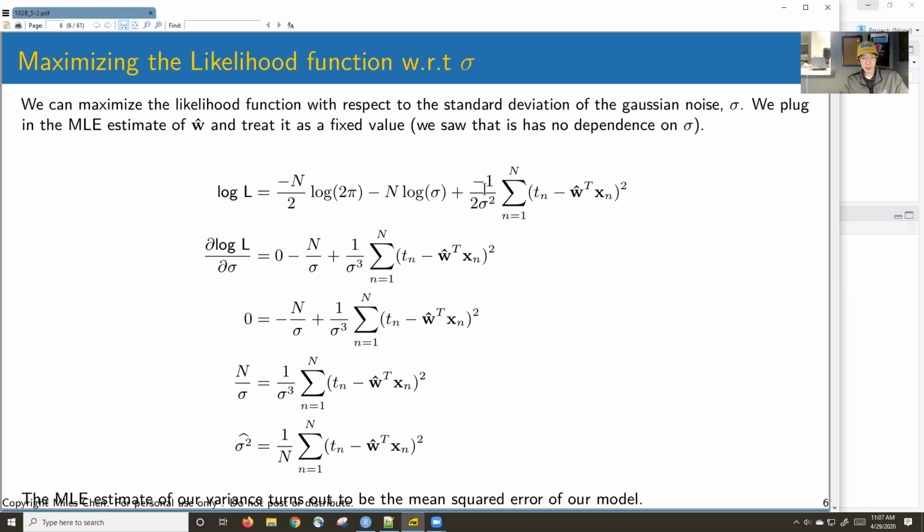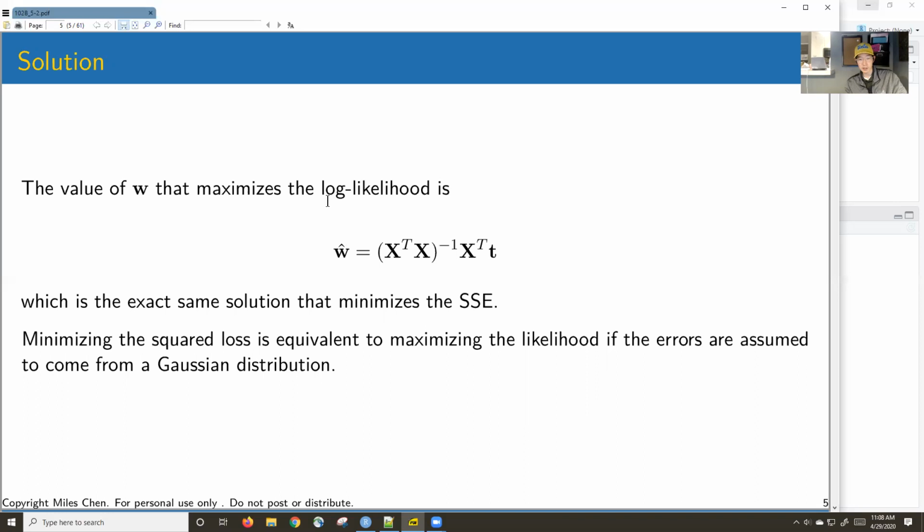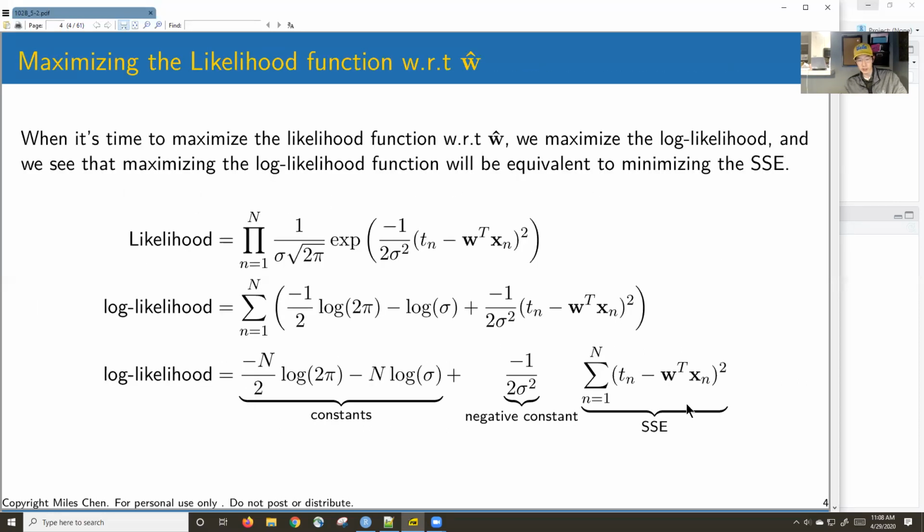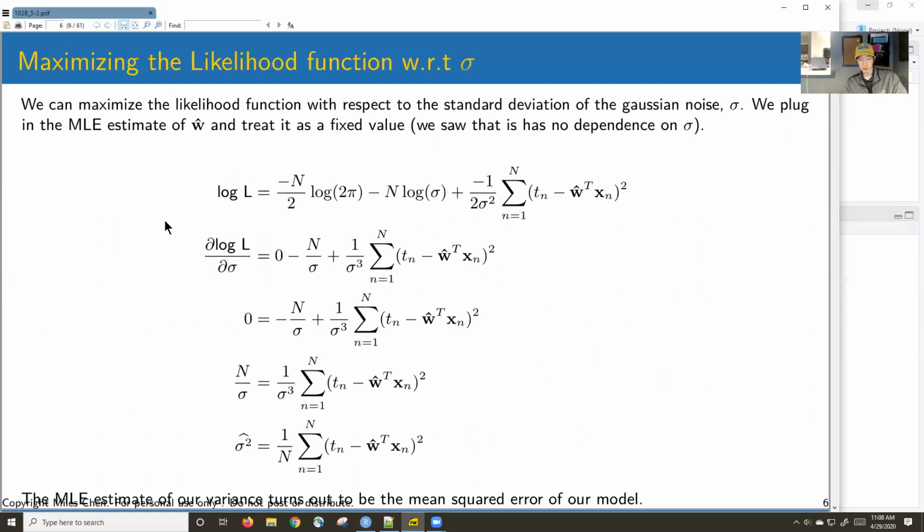Here I just plug W hat into the log likelihood function, the same log likelihood function after I expand everything out. All I'm doing is replacing W with W hat. This part is negative n over 2 log 2 pi, minus n log sigma, minus 1 over 2 sigma squared times this thing. So what value of sigma will maximize this log likelihood function? I'm going to take the derivative with respect to sigma.